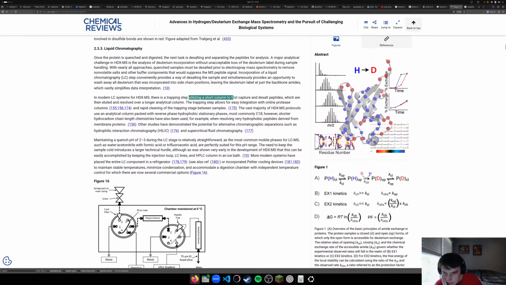There is a trapping step utilizing a short column to first capture and desalt peptides, which are then eluted and resolved over a longer analytical column. So there's a short column that desalts the peptides and undeuterates the side chains.